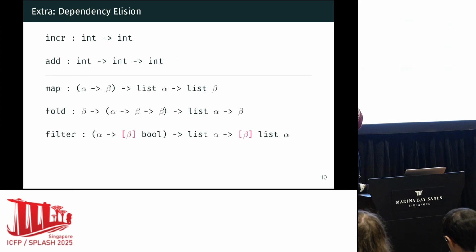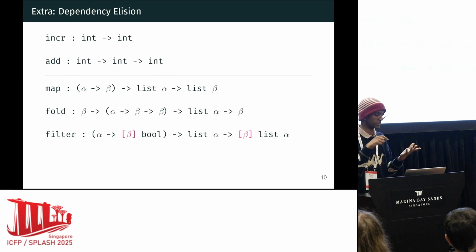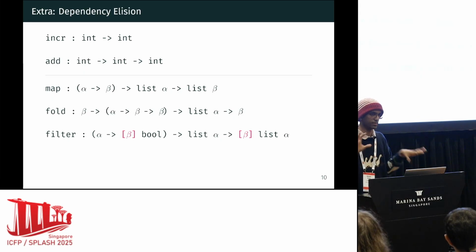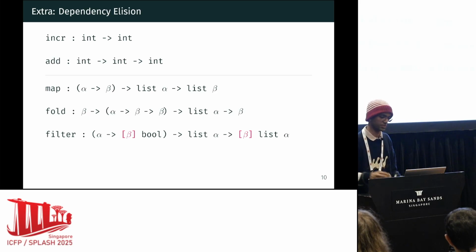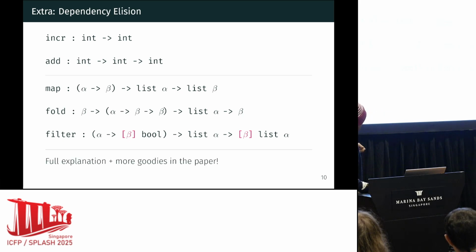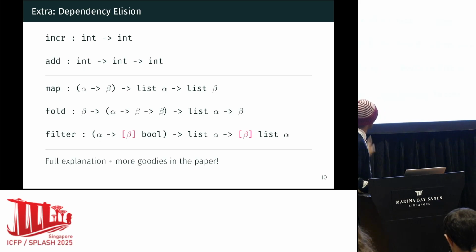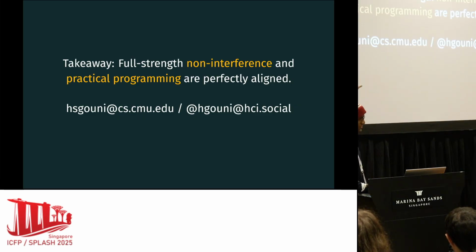And after sprinkling on just a little bit more proof theory, it turns out that we can write the types of the map and fold functions on lists exactly as the bog standard types in our language, but without losing any precision in information flow tracking, for special reasons. And filter is almost the same, but you have to have this beta tag on it. And the full explanation for why we can do that, and a lot more really interesting tidbits, are in the paper, so you should go read it. But the takeaway really is that.